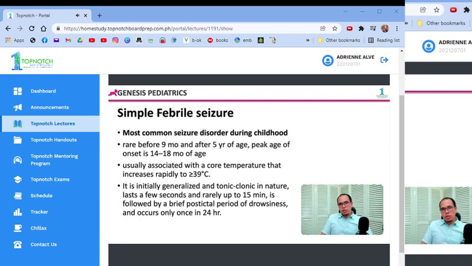Okay, it's the most common seizure disorder of childhood. The exact mechanism is not known, but of course it's related to the fever. It's the one causing the seizure. But please do remember that all of the recent guidelines suggest that giving round-the-clock antipyretics will not be of much help. Okay, it doesn't help.